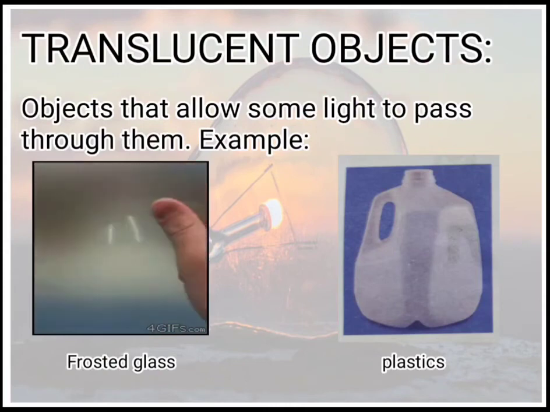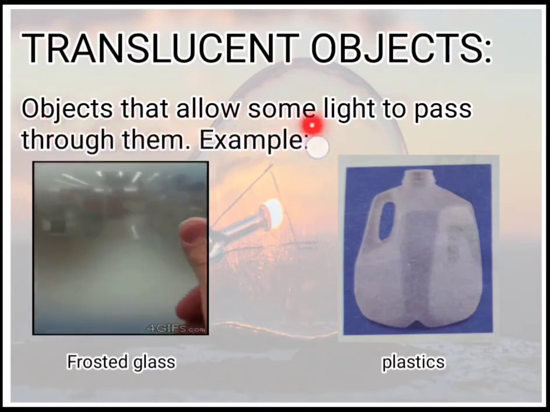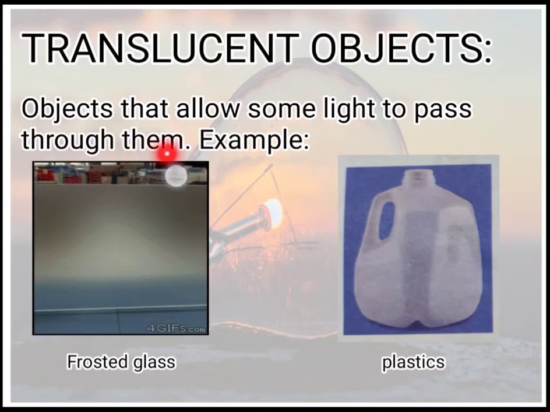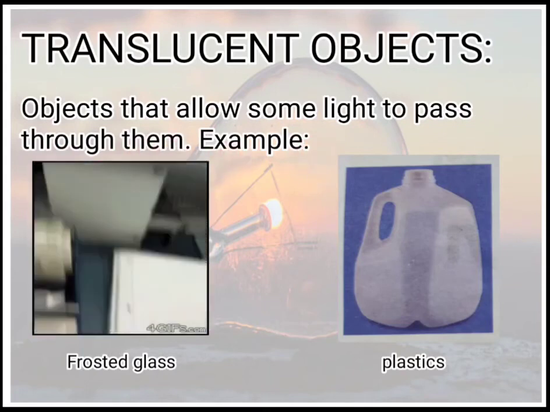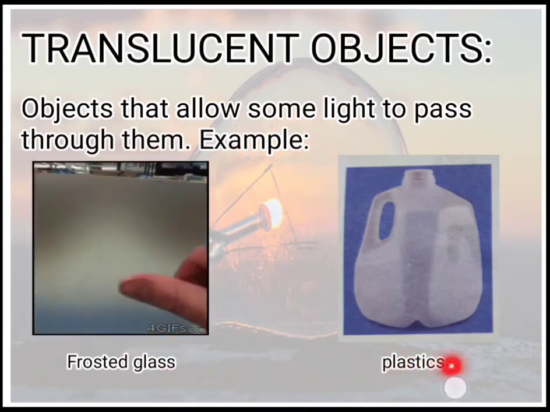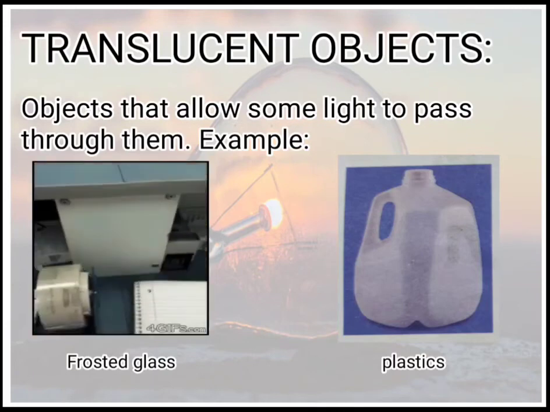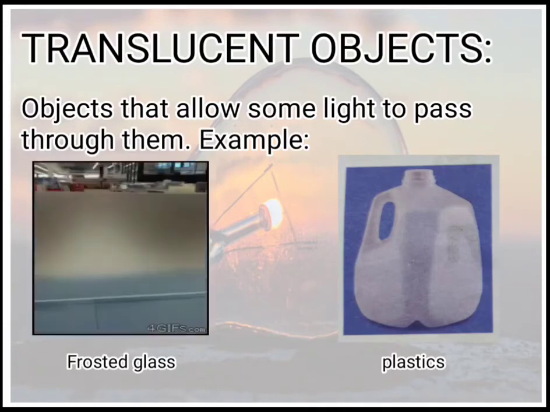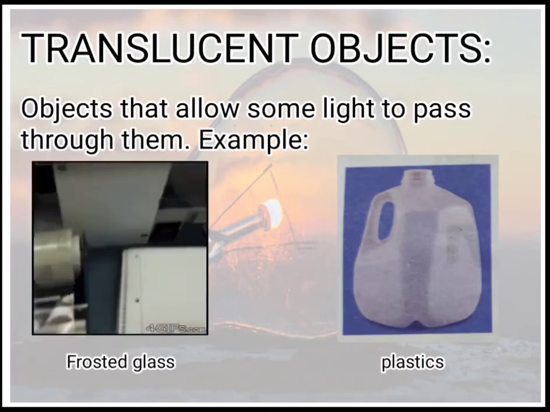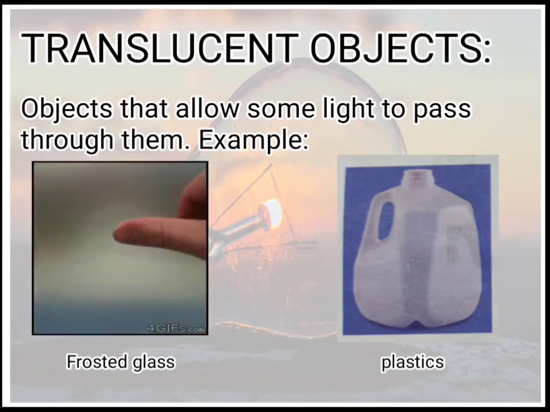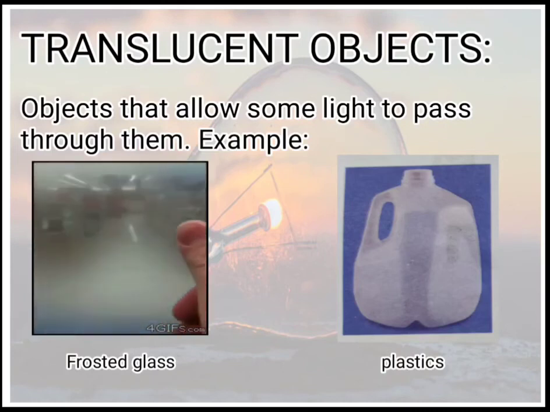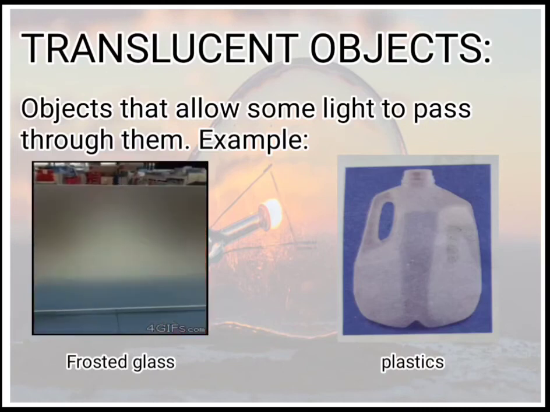Translucent objects: objects that allow some light to pass through them. Example, frosted glass and plastics. They do not allow the light to pass through them completely. Only the partial light will be able to pass through them. And we are not able to see the objects properly. It will be a blur image in our eyes.